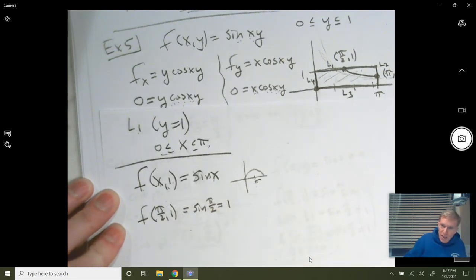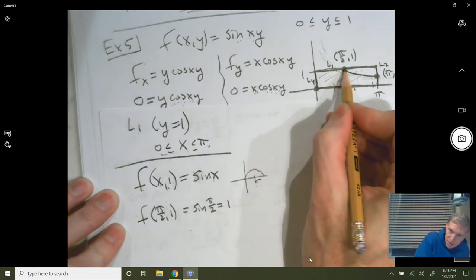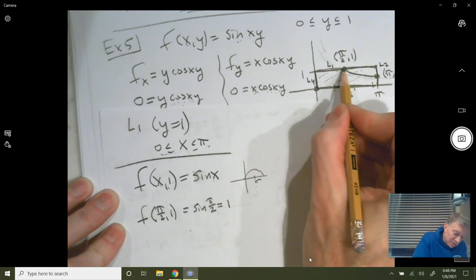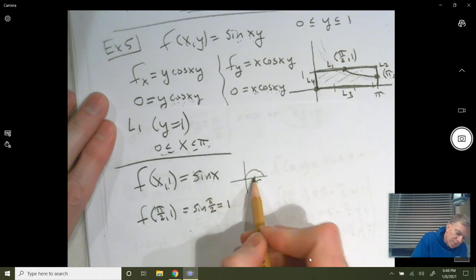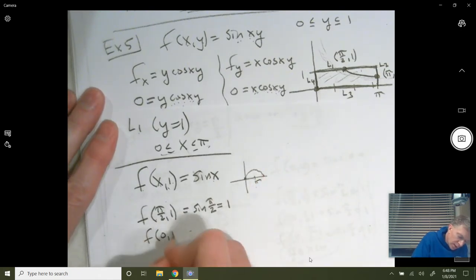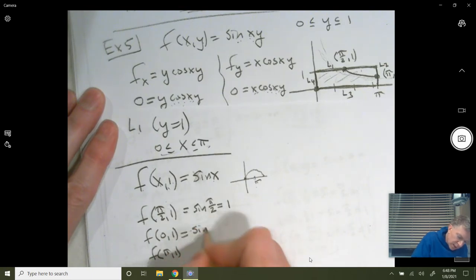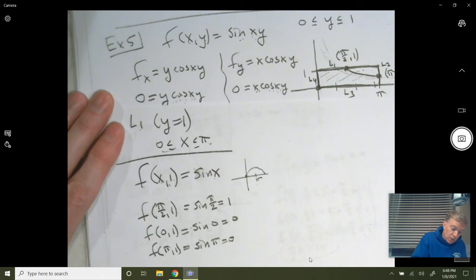Okay, we actually already have that point, because that point is this point right here. So that actually looks like probably the max along this region. And we also know this is minimized here and here. So f of 0 comma 1 and f of pi comma 1, because that's going to give us sine of 0, which is 0, and sine of pi, which is 0. Okay, so the 1 was winning for the max, still is. 0 is winning for the min, still is.